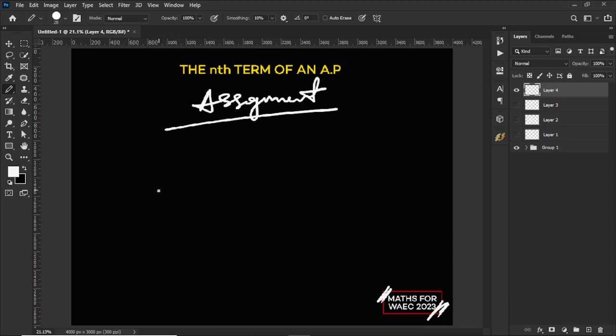Question one. The nth term of a sequence is denoted by 3n into brackets 2 raised to power n minus 1. Find the sum of the first 5 terms.